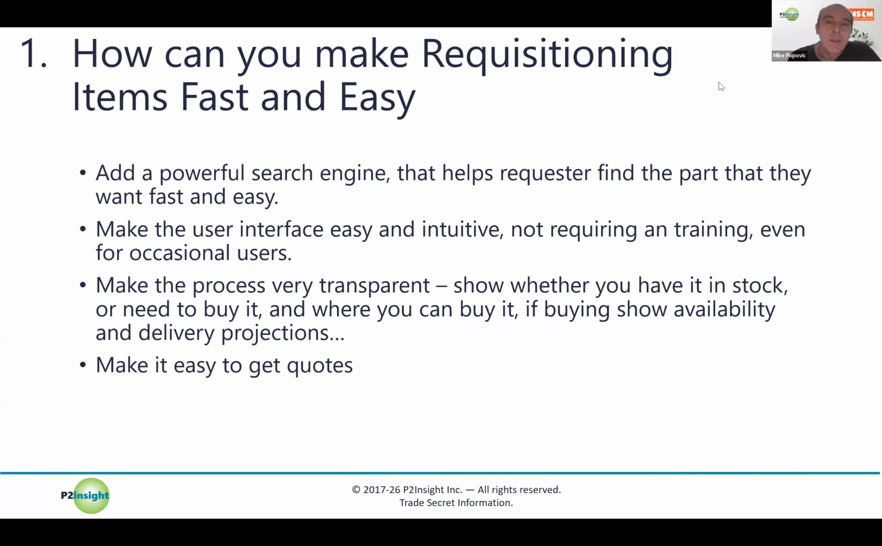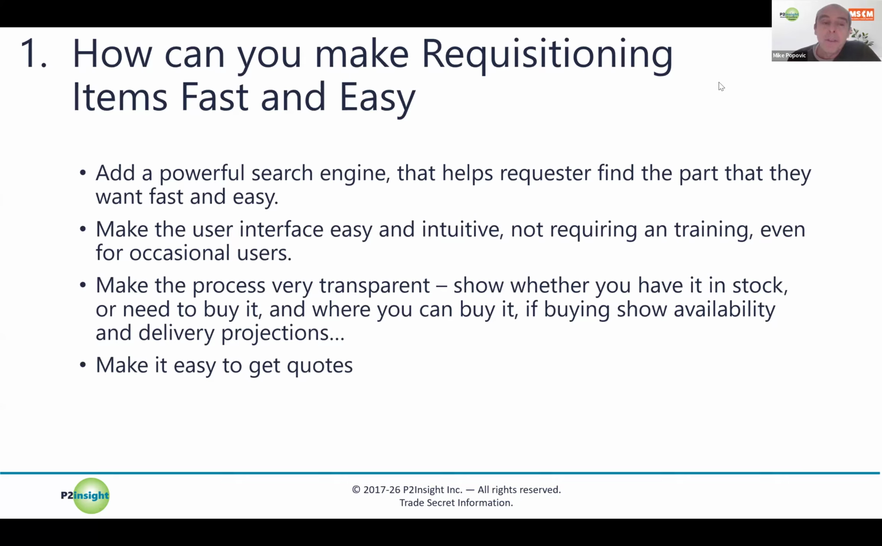Okay, so let me take that further. How can you make requisitioning items fast and easy? Well, you can add a powerful search engine to Maximo that helps the requester find the parts they need fast and easy. Make the user interface better. A lot of people complain the UI is very challenging and non-intuitive and so forth. You can modify it, improve it, change it. It's very configurable. So make it better and make the process more transparent.